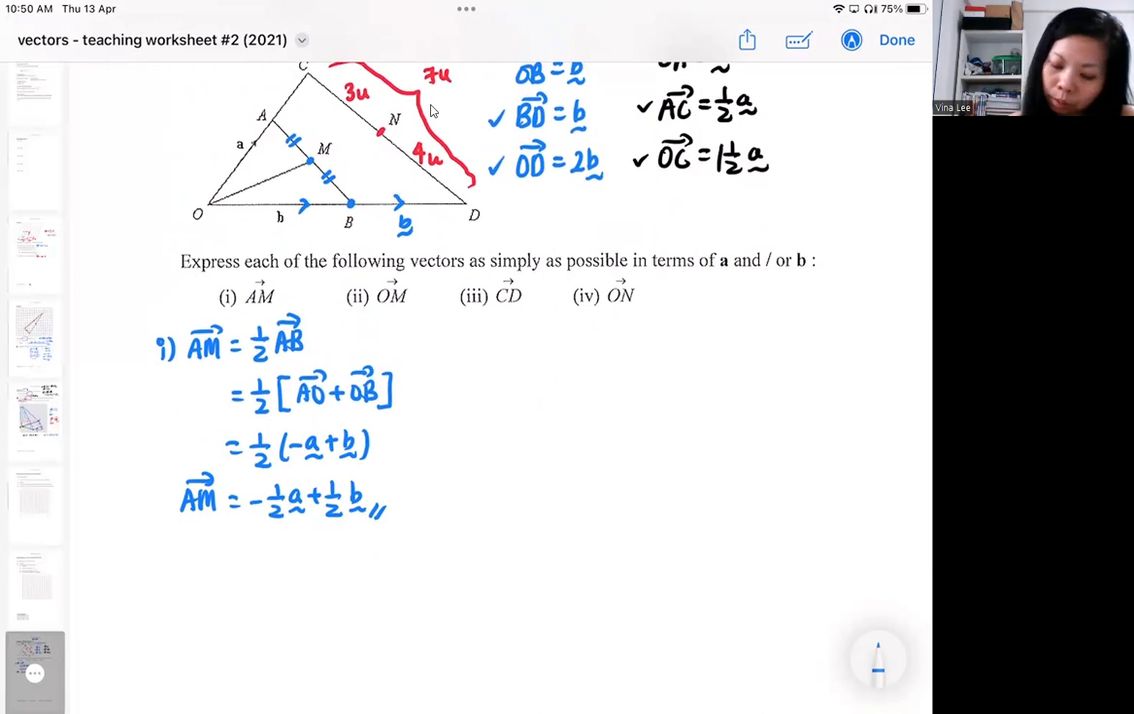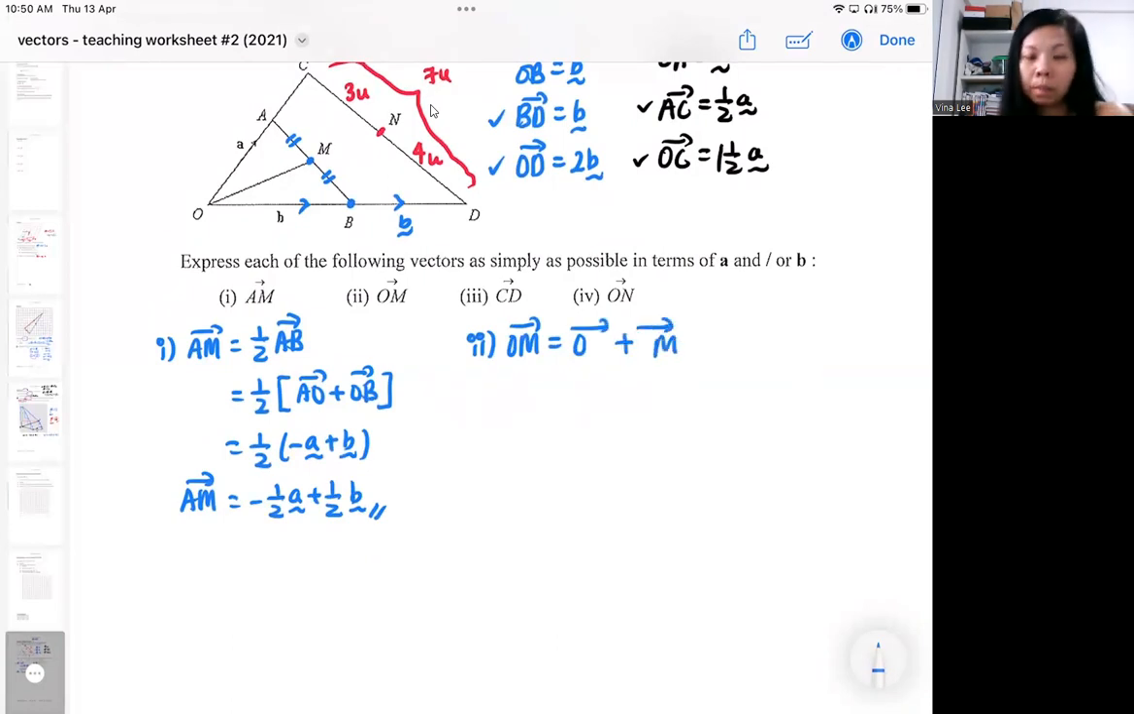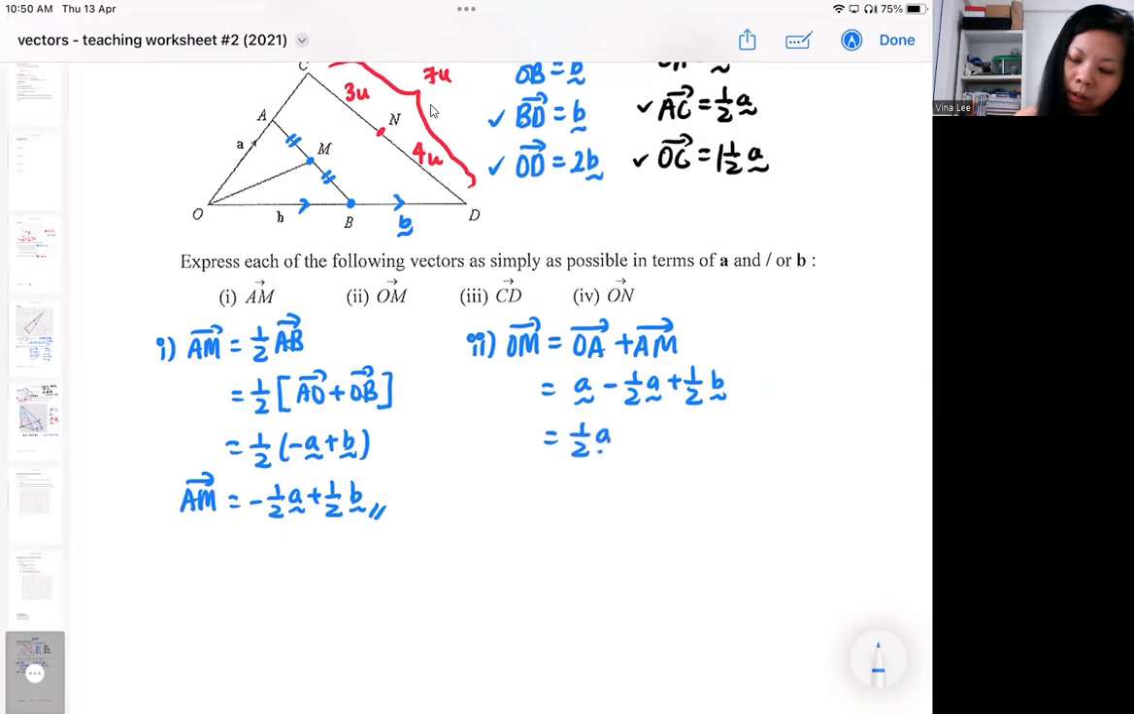Okay, then we go to OM. Again, it will be fill in the blank. So what do you have to fill in the blank? If you look around, you have OA and AM. OA is just A. AM is the previous answer that you have found. So you are back to fill in the blank. And that's how I get my OM.